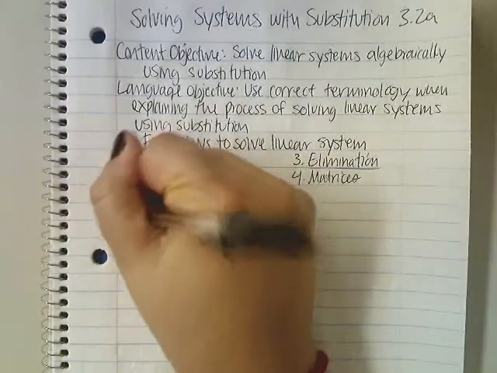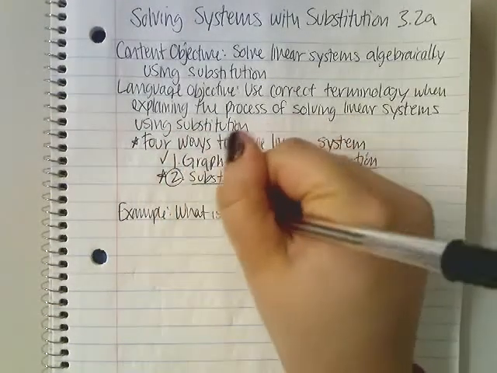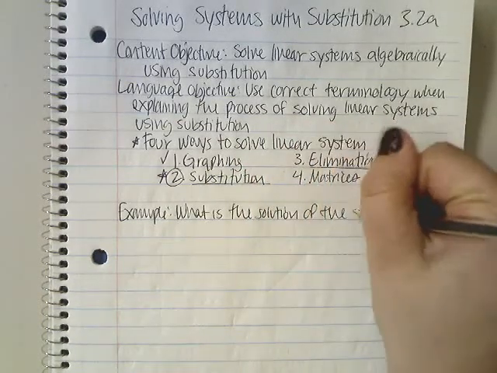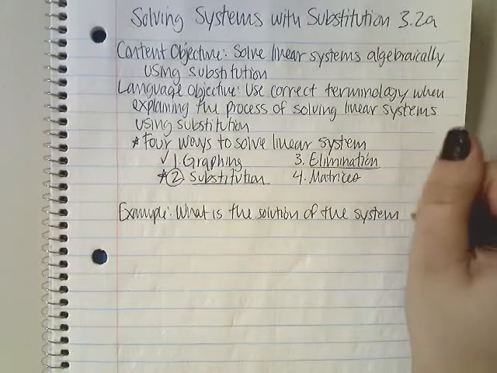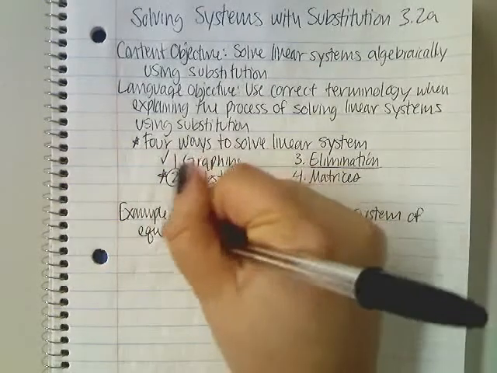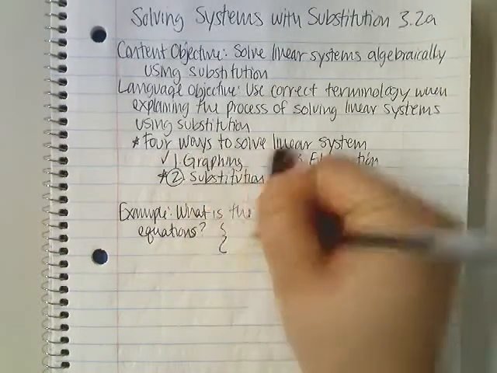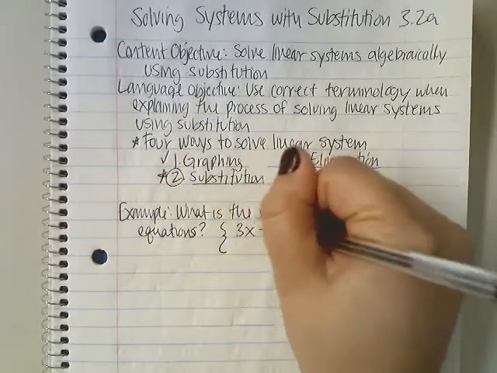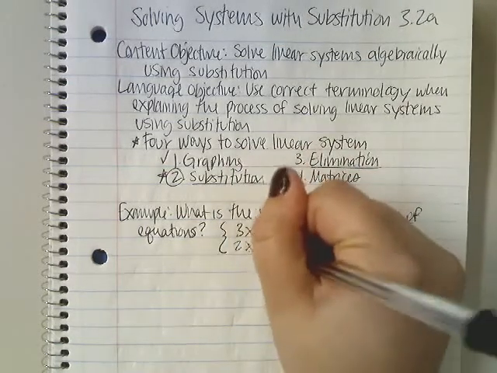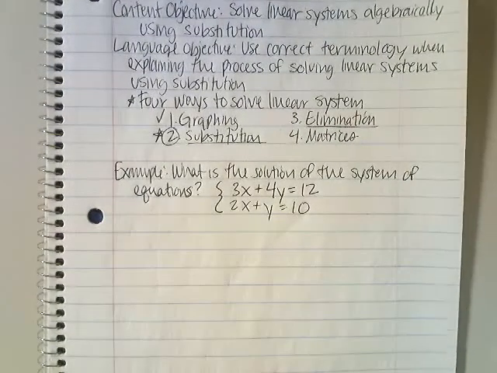Our example that we're going to start with asks, what is the solution of the system of equations, and our system is 3x plus 4y equals 12 and 2x plus y equals 10. So these are our 2 equations, and we're solving for the solution using substitution.